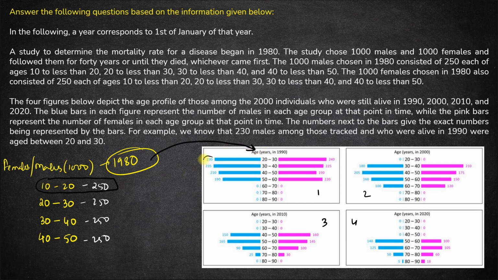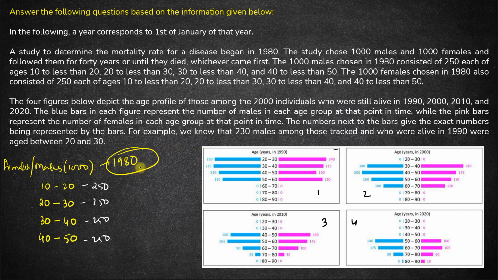So there must have been 250 males and 250 females, right? But there are only 230 males. So what this means is that 20 males died. This should have been 250, right? But it is actually 230. That means 20 males died in this decade from 1980 to 1990. Similarly, the number of females should also be 250, but there are only 240 females. That means 10 females died during this decade of 1980 to 1990, right?